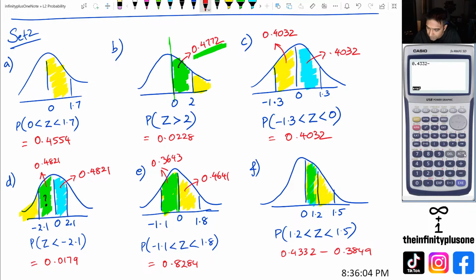0.4332 take away. And that's going to give me 0.0483. So what I've done here is I've taken the yellow part minus the green part to get this part here. So this area here is actually worth 0.0483.